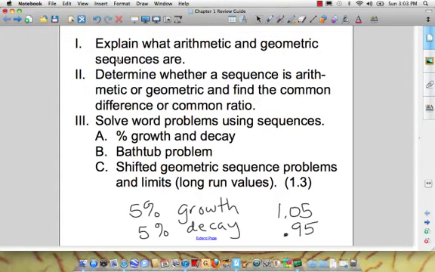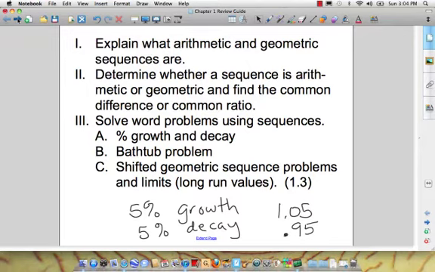Also, look over the bathtub problem. There's a problem similar to that one. And then there's a problem that involves a shifted geometric sequence. Those types of problems are in section 1.3, and you need to be able to find the limit or long-run value using algebra. Okay, I'm about to go to the next screen, so pause the video if you want to copy down anything on this page.